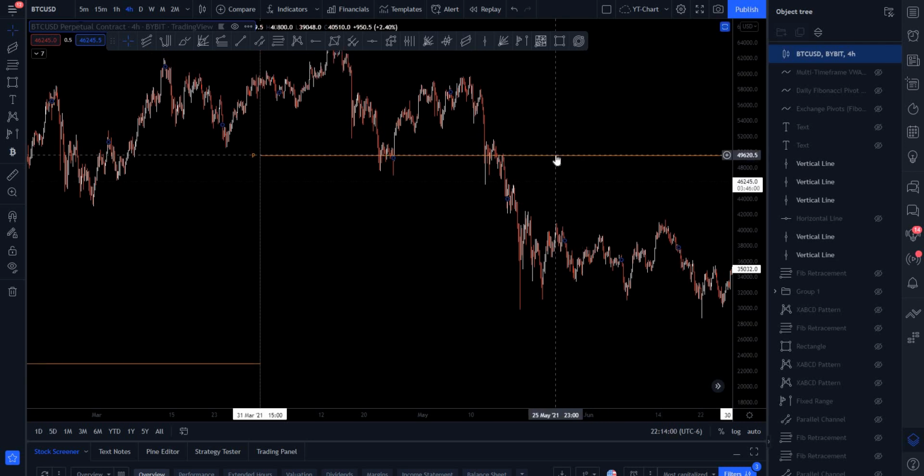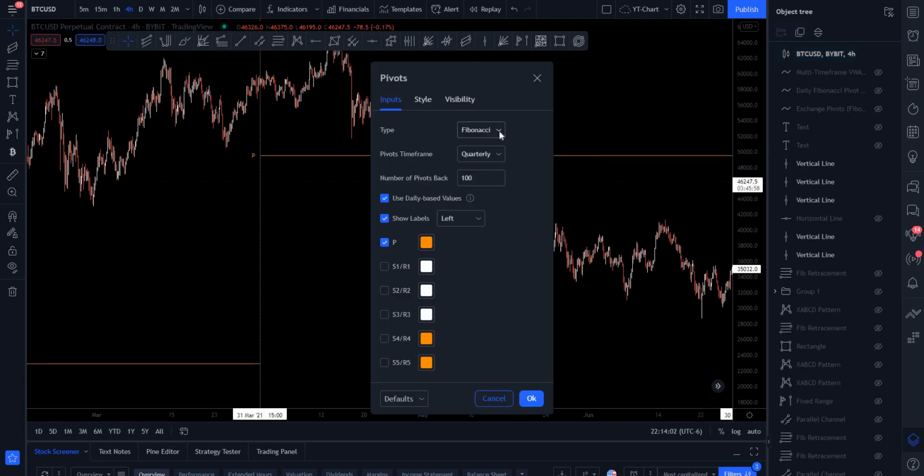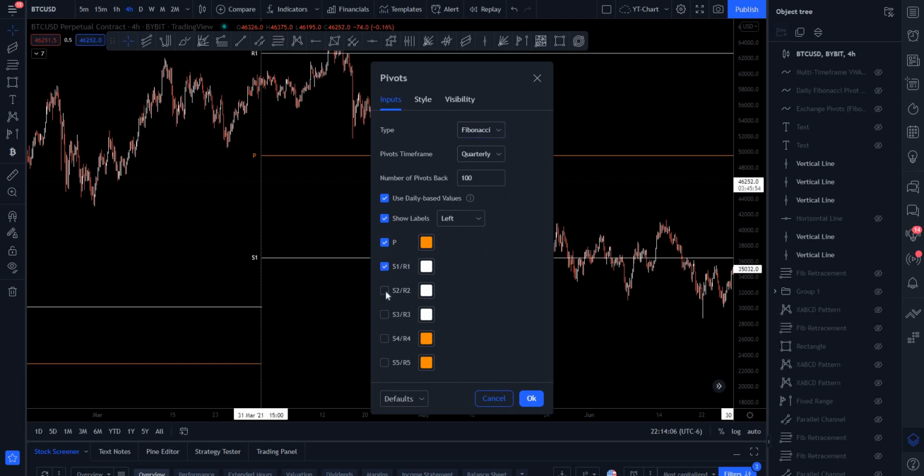Because this is just a pivot point indicator. Well, if you go to Fibonacci on the type, I would prefer Fibonacci because it's loosely based on the golden ratios. 1, 2, and 3.